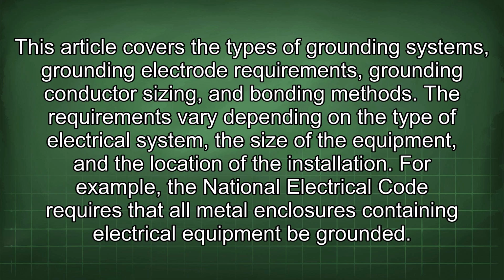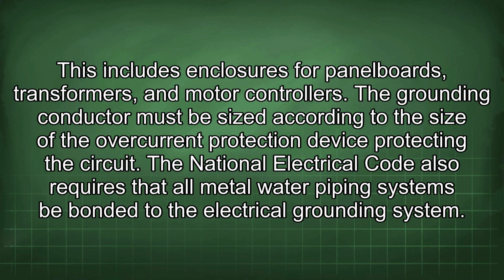This article covers the types of grounding systems, grounding electrode requirements, grounding conductor sizing, and bonding methods. The requirements vary depending on the type of electrical system, the size of the equipment, and the location of the installation. For example, the National Electrical Code requires that all metal enclosures containing electrical equipment be grounded. This includes enclosures for panel boards, transformers, and motor controllers. The grounding conductor must be sized according to the size of the overcurrent protection device protecting the circuit.